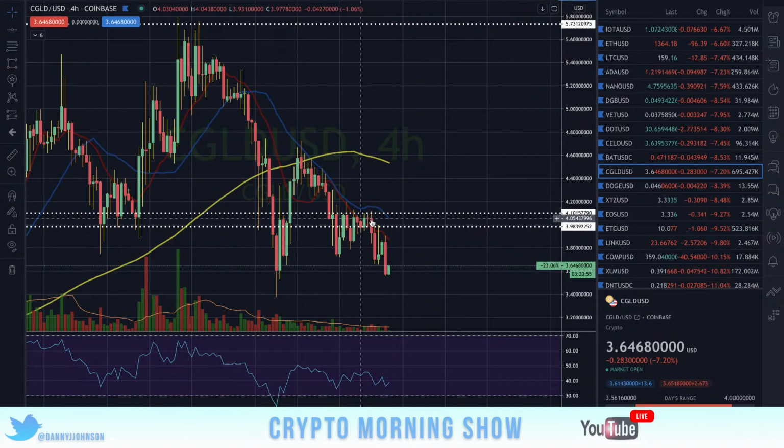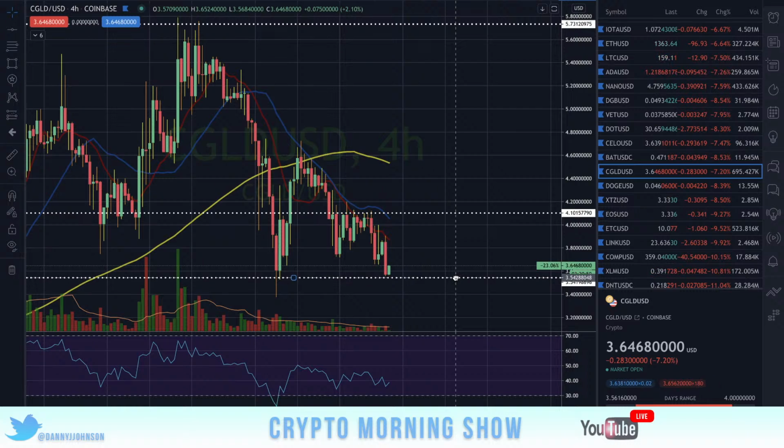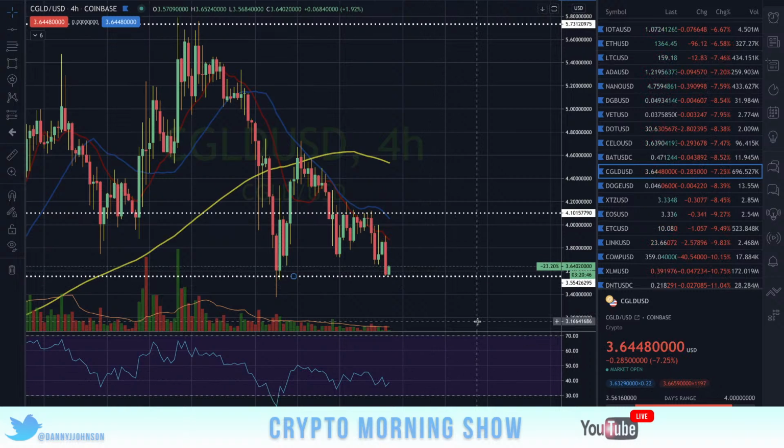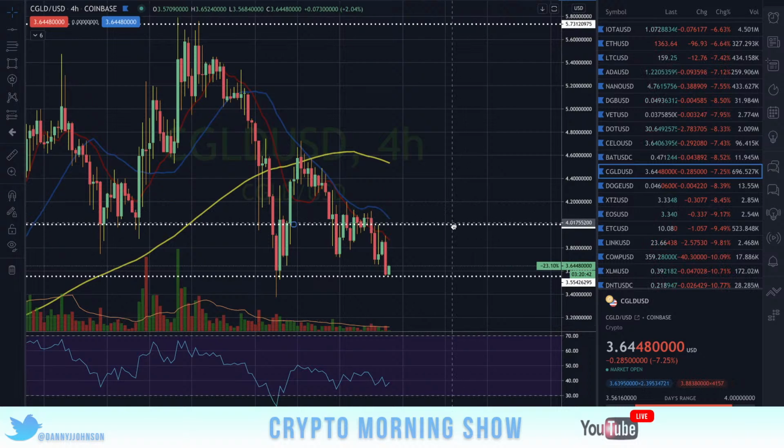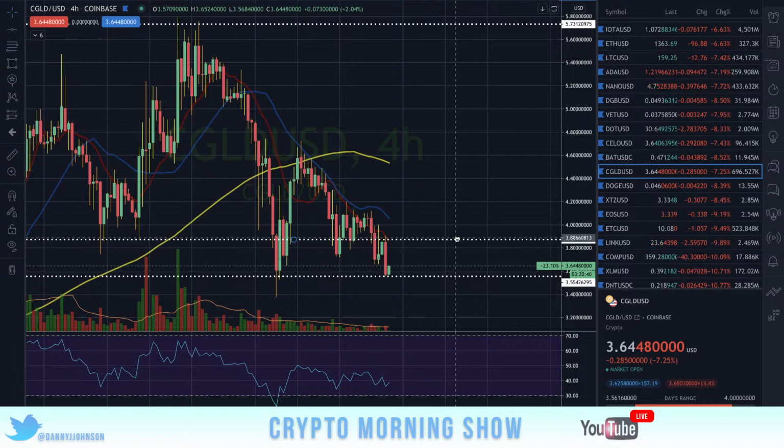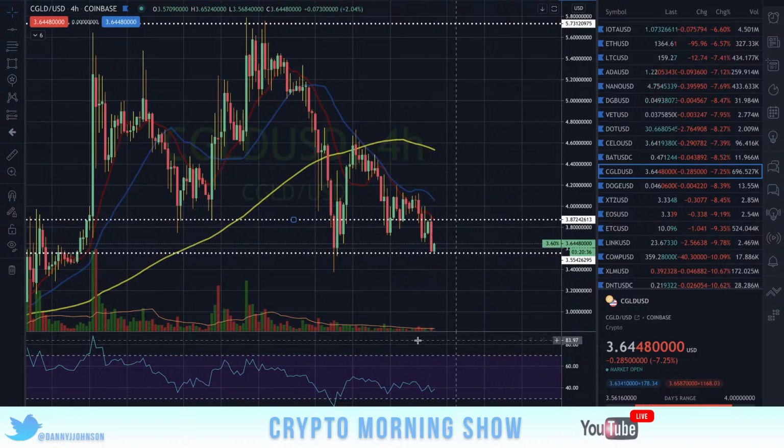CGLD, you can see we lost our support and fell down to this level, which is now 3.554 USD. This one's on Coinbase. And then 3.88, very lightly traded, 696,000 at the moment.